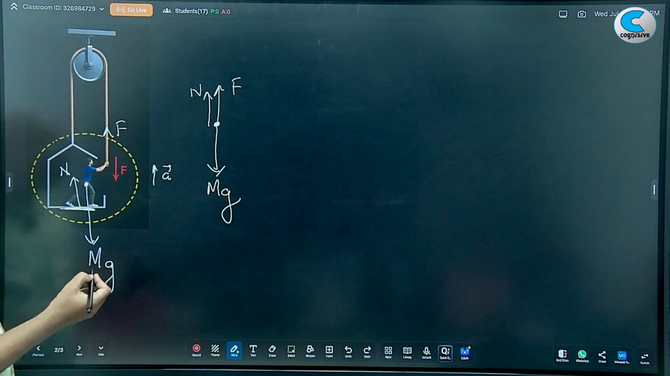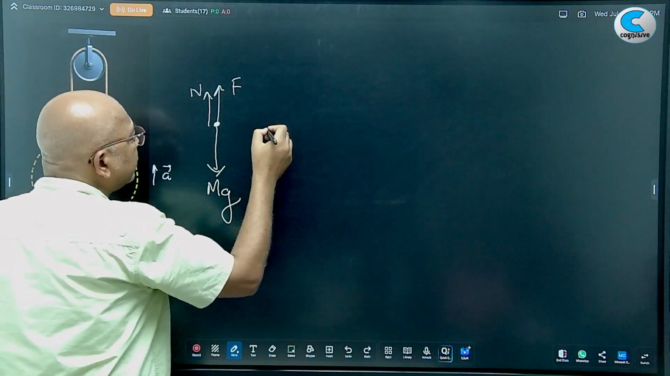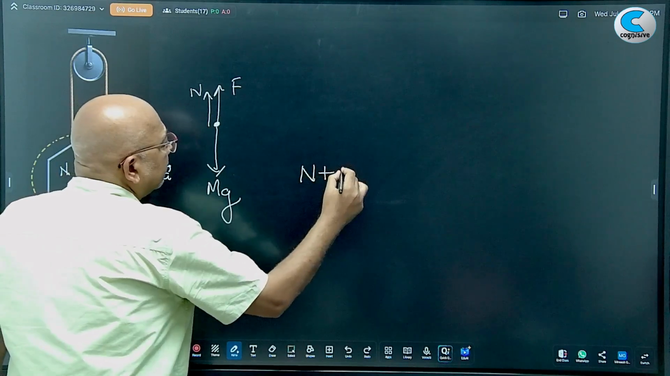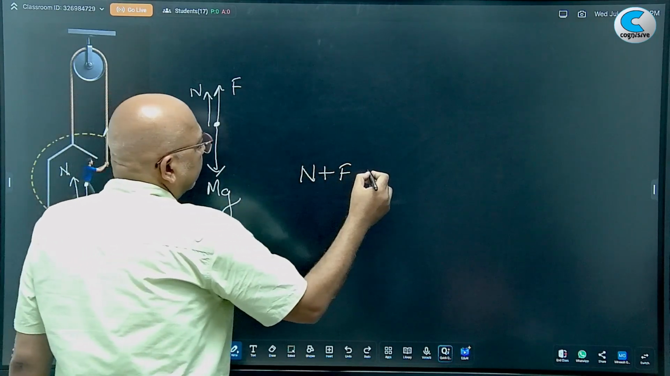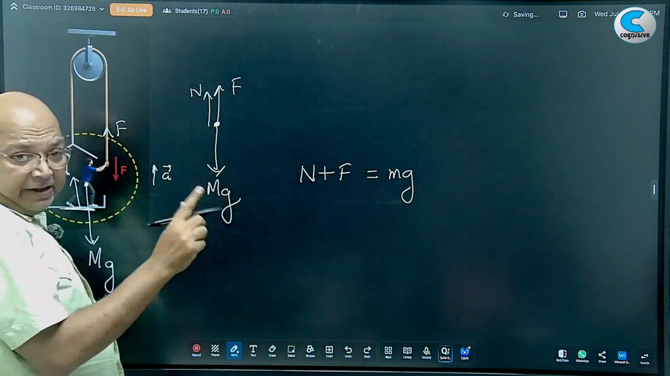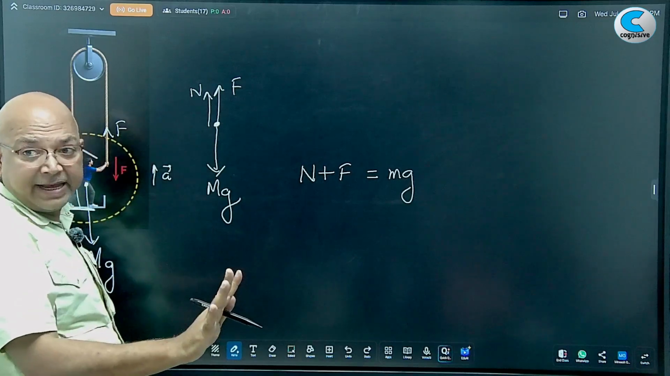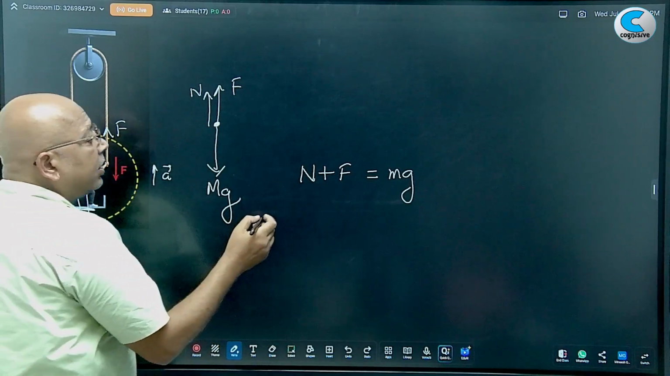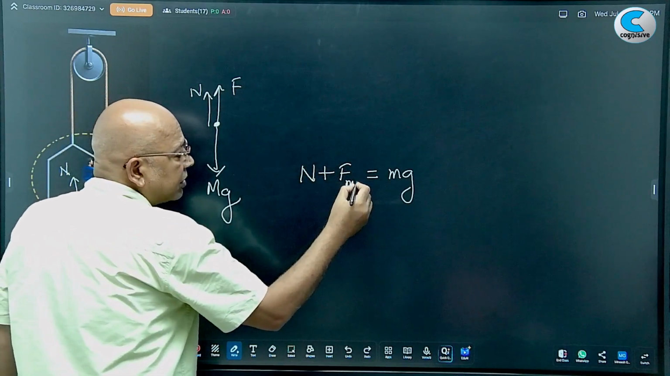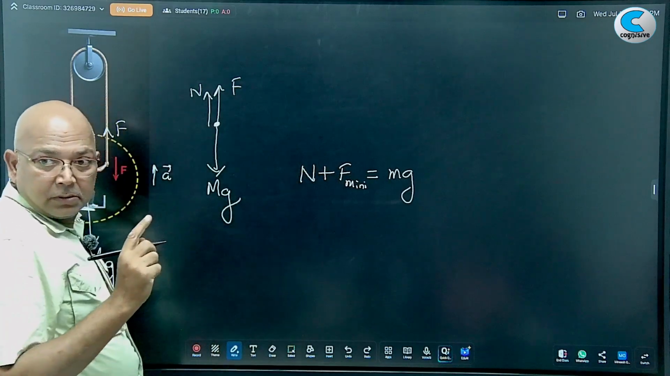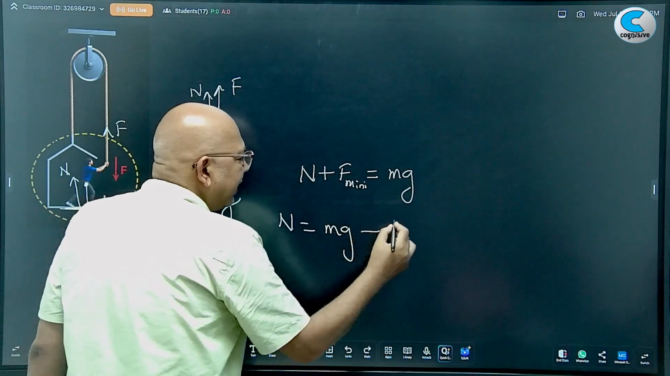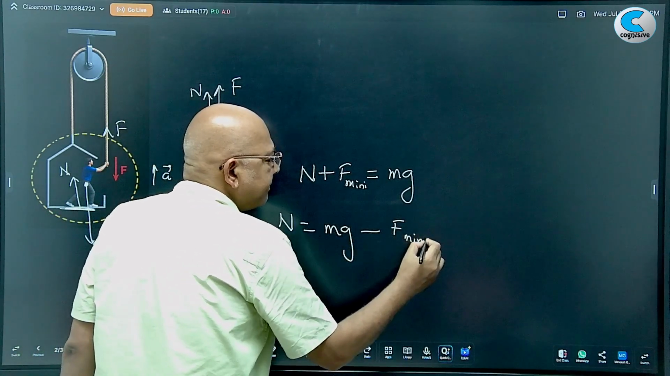So what is the normal reaction when we are again talking about that? We'll have capital N plus F should be equal to mg if he's holding it there. Now, if there is an acceleration, let's say when it is holding, then the force will be F minimum. Then the normal reaction N will be mg minus F minimum.